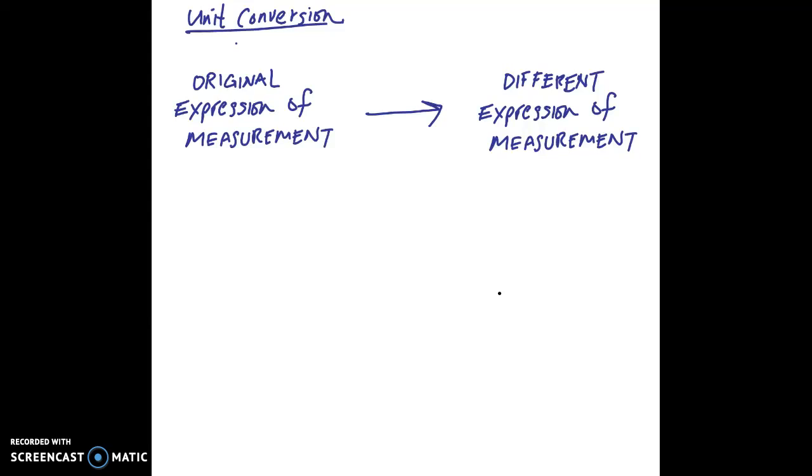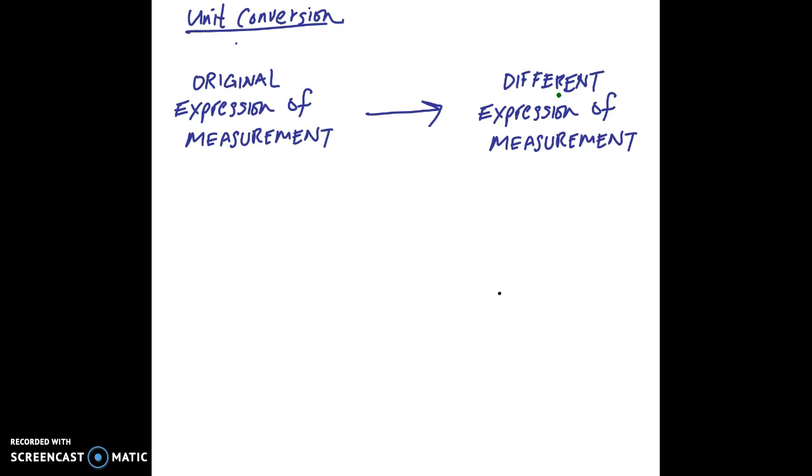Here is a further explanation of unit conversion. Unit conversion is common in physics and science when we have an original expression of some measurement with a given unit, and we want the same measurement but expressed in different units. So we're not going to change the measurement. We're just going to change the unit that it's expressed in.